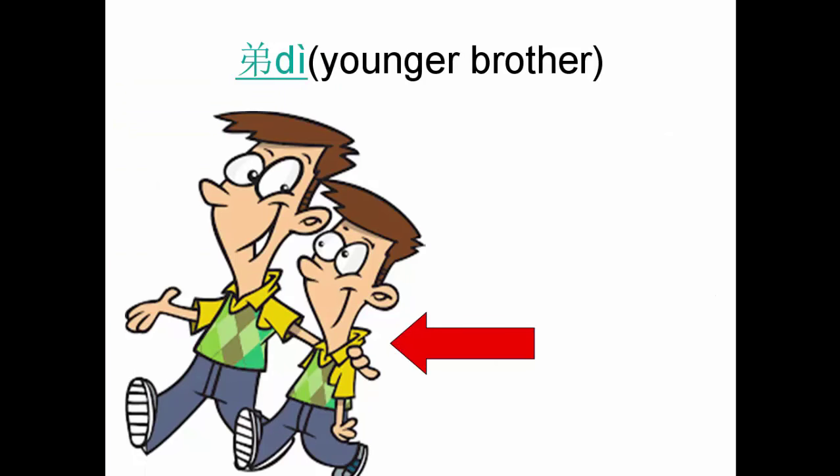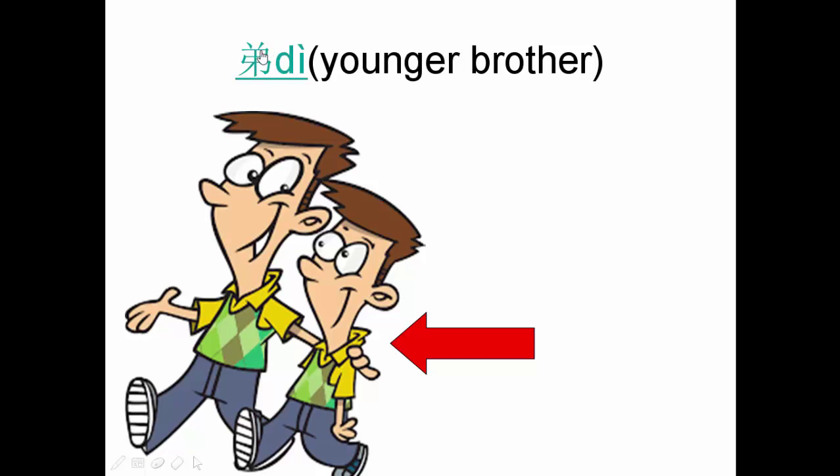The next one is younger brother. But how to remember younger brother? I cannot tell a story of that because I don't know how, because I cannot separate them. But I will give you a tip. Here, we got a one and a two.